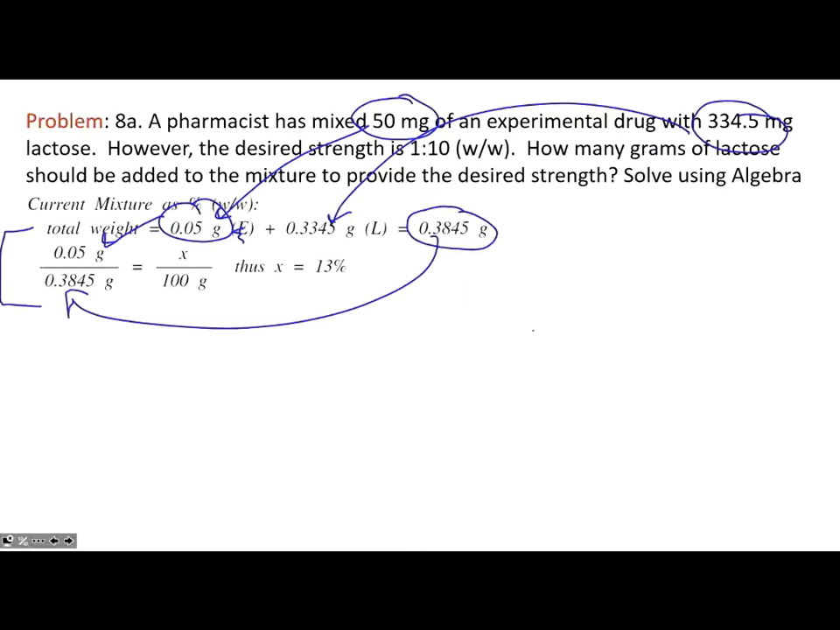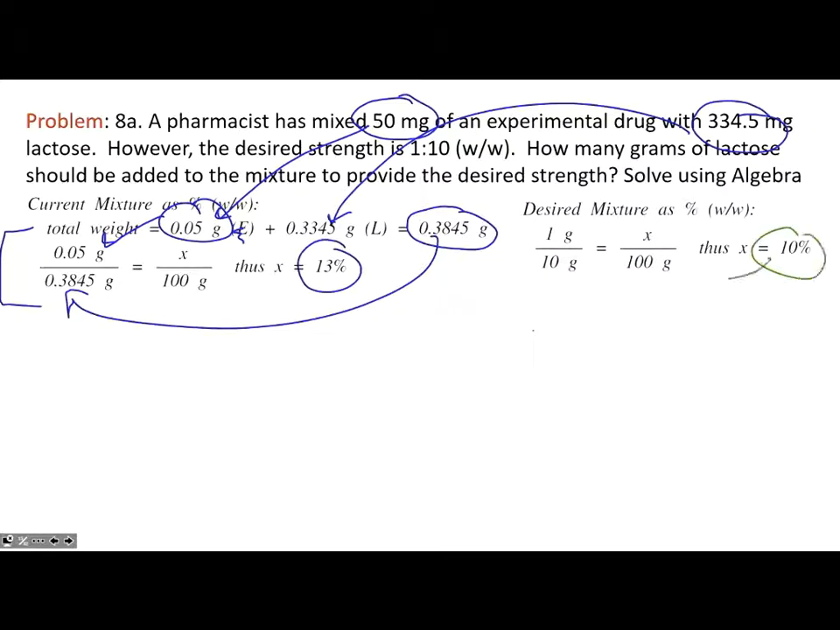I think I did that kind of fast or weird for some of you, but are you okay with how to do that? All I've done here is determine that if I have 50 milligrams and I add it to 334.5 milligrams and mix it together, that overall concentration expressed as a percent is 13%. Now, what did the prescription call for? It called for a desired 1 to 10. So 1 to 10 weight per weight is 1 gram per 10 grams. If you just multiply the top and the bottom by 10, that would be 10 grams per 100 grams, which is 10%. So this is what I have. This is what I want. Would you agree those two need to come together? So I need to go from 13% down to 10% by adding lactose, which has what strength?